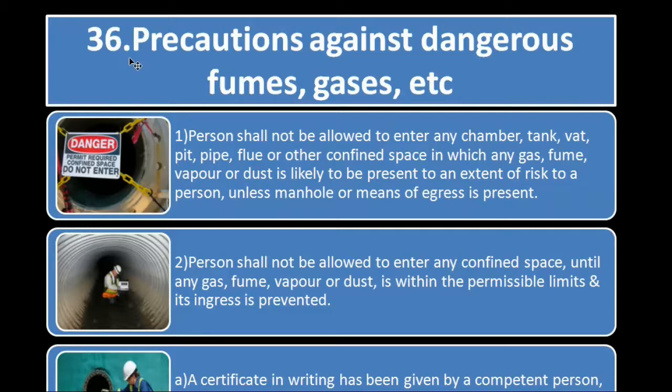Now we'll learn about section 36, that is precaution against dangerous fumes, gases, etc. In this section we'll be learning about a person entering a confined space and the necessary safety precautions to be taken to protect a person entering a confined space. Now what is a confined space? A confined space may be a chamber or a tank which is enclosed from all sides, with a provision for a manhole for a person to enter. A confined space may contain toxic gases or inflammable gases, and if a person enters directly it might be injurious to his health. So there are certain safety precautions mentioned in this act. We'll go through them one by one.